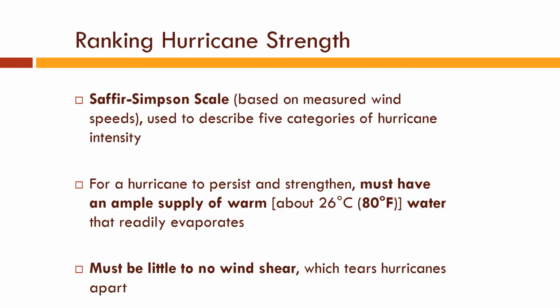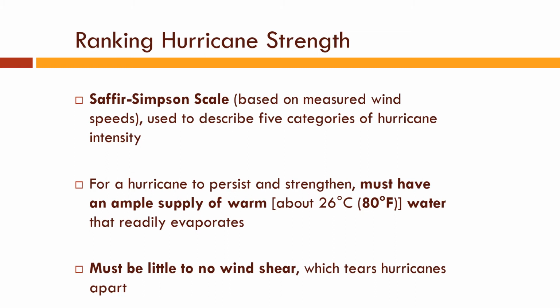Getting back to those categories in the Saffir-Simpson scale, they are based on wind speed. And again, in order for a hurricane to grow and to strengthen, it has to have a lot of warm water, preferably 80 degrees Fahrenheit or over. This is the best range for them. There also must be little to no wind shear.